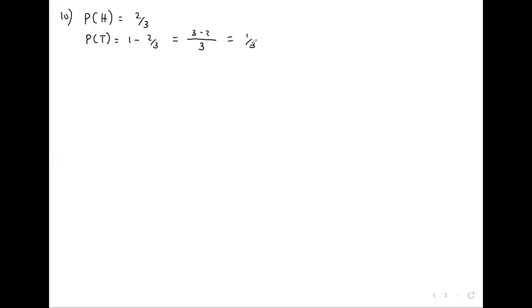Find the probability that the coin is tossed 3 times. When you toss a coin, you expect 2 outcomes. The first toss, head or tail. Again, head or tail. Again, head or tail. So if you toss, you get head, head, head, or head, head, tail, or head, tail, head, or tail, head, head, or tail, tail, tail, or tail, tail, head, or tail, head, tail.